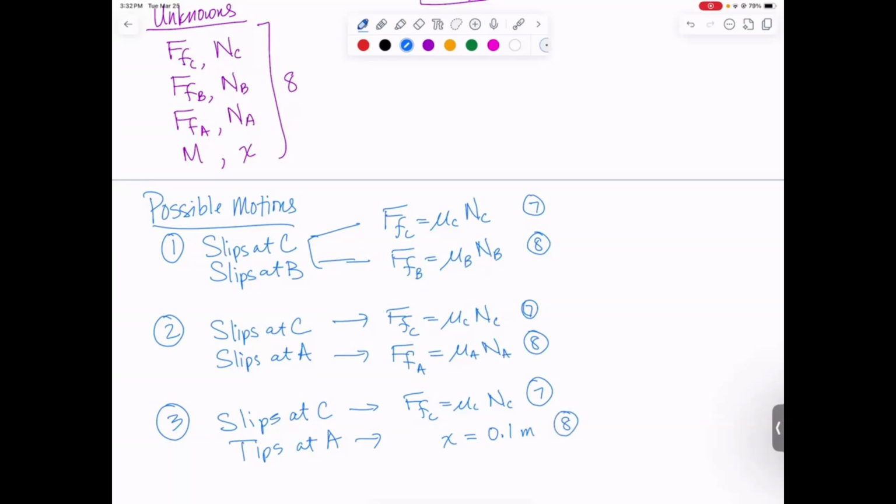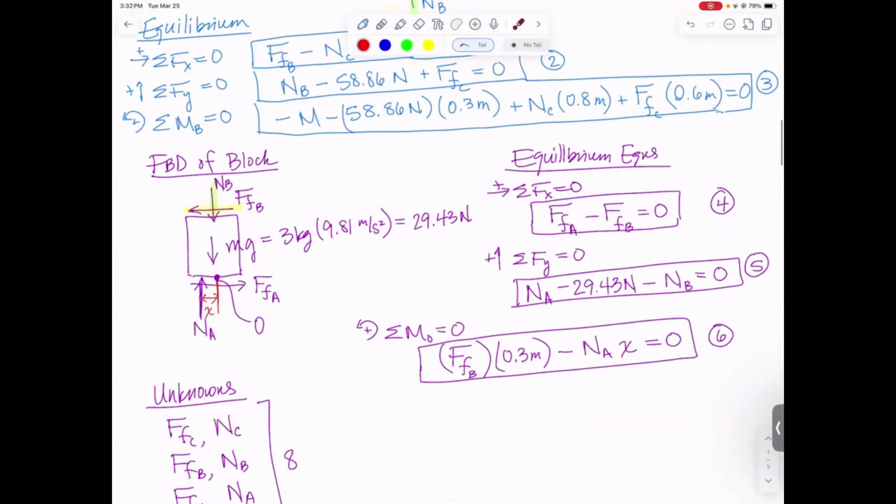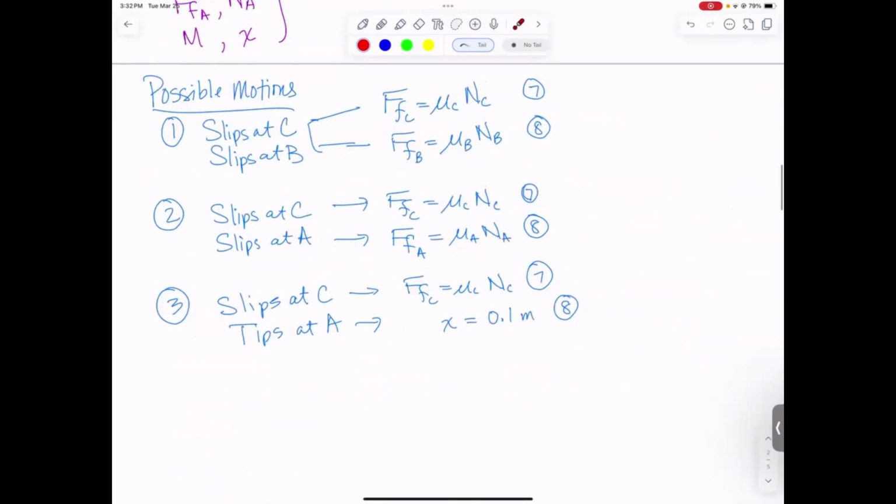It solves for one of our unknowns immediately, right? Because tipping is NA can move farther and farther out to prevent tipping until it gets to the corner. And then if you push it hard enough, it's going to go over. So we have 3 possible motions. We get to pick one and solve. And I chose to do option number 3 just because we just learned tipping and may as well practice tipping again.